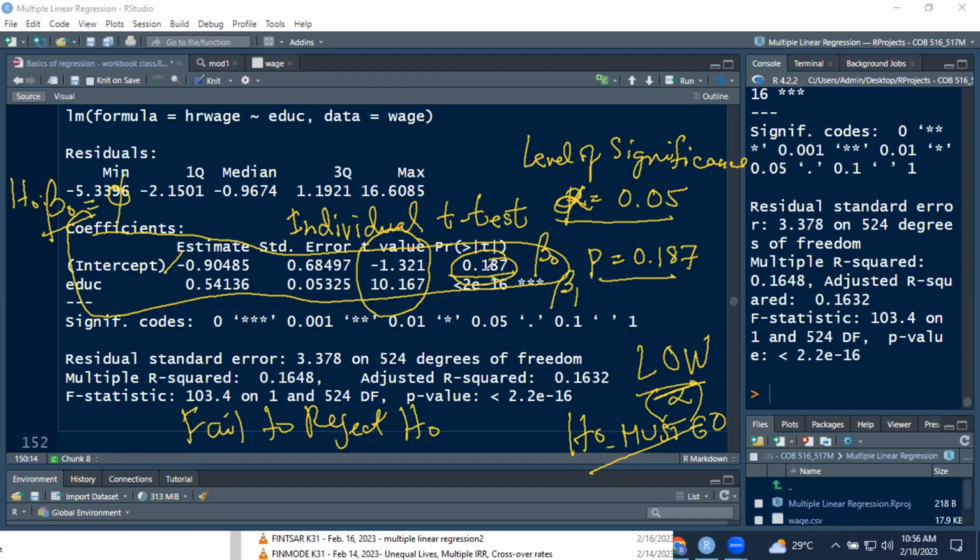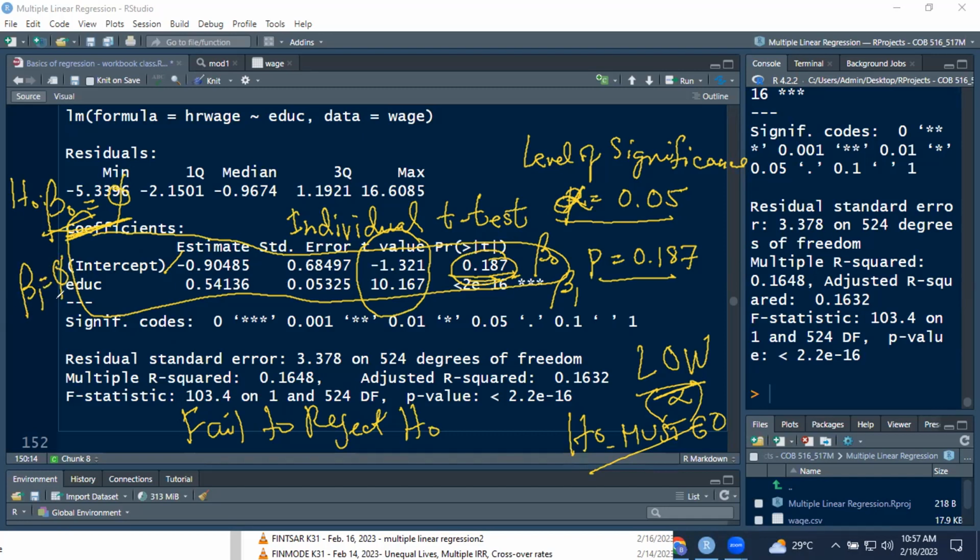Now the p-value is greater than 0.05. So we fail to reject the null hypothesis. We fail to reject the null hypothesis that the beta null, the intercept, is equal to 0. Okay? All right. Now, ito naman. Itong pangalawa, beta 1. Ang null hypothesis natin, beta 1 is equal to 0.